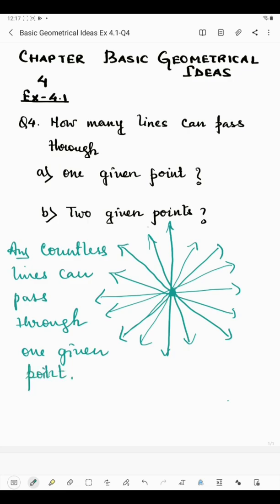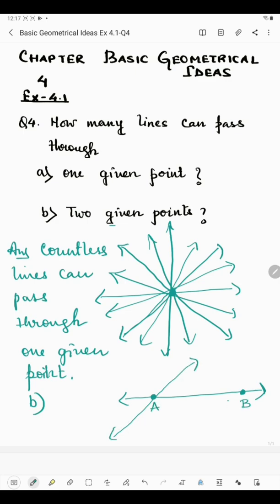Now in the next part we have two given points. Suppose these two are the points. Now let's check how many lines can pass through these two given points. If I draw the line horizontally, so this is one line.